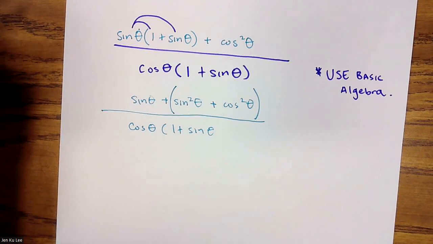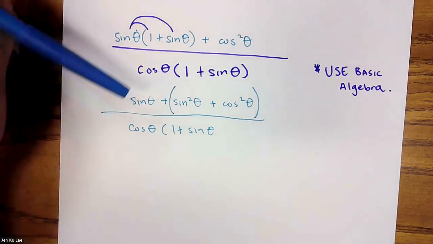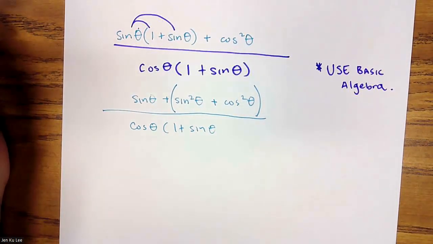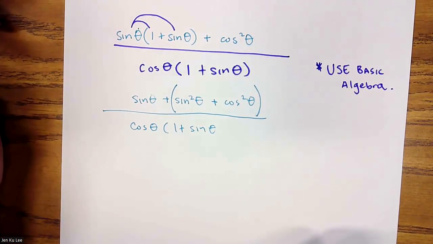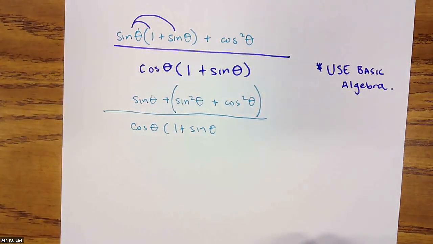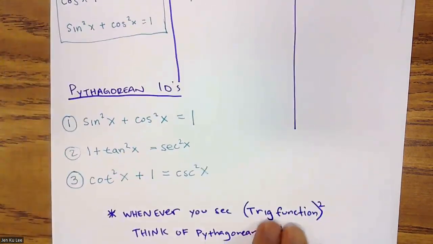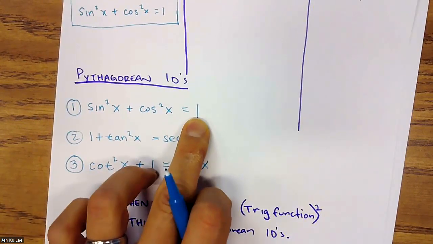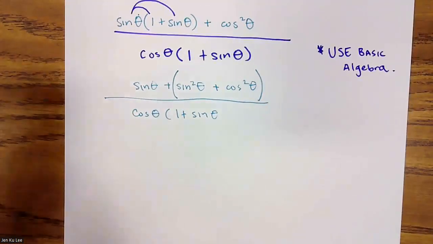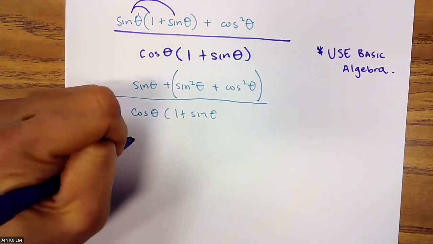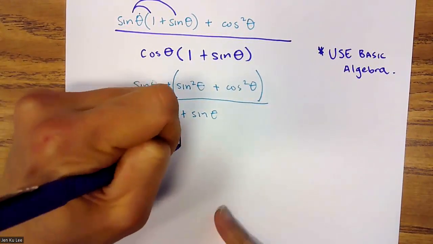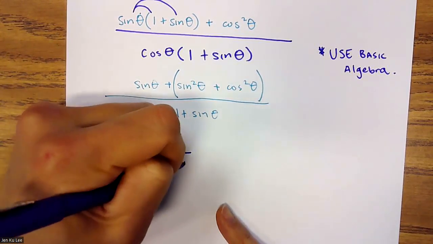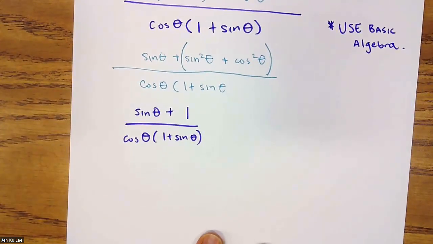1, right? We just went over the Pythagorean identities. A tip would be, look, I see a trig function squared. I see 2 trig functions squared. So let's think about my Pythagorean identities. Let's open our notes to this and see. Oh, sine squared plus cosine squared equals 1. So if that's 1, let's try and change it up. Sine theta plus 1 over cosine theta times 1 plus sine theta.